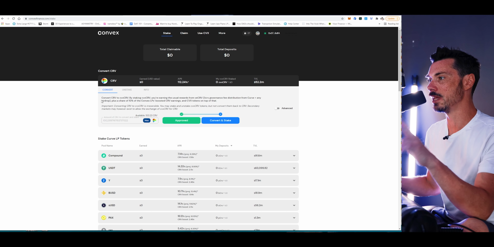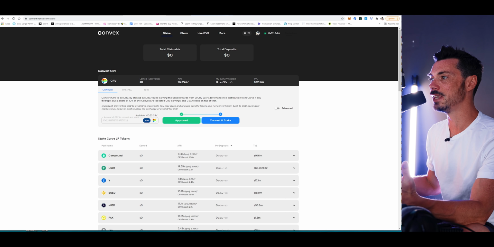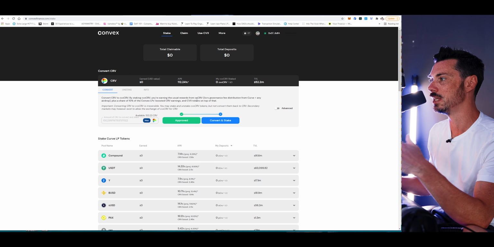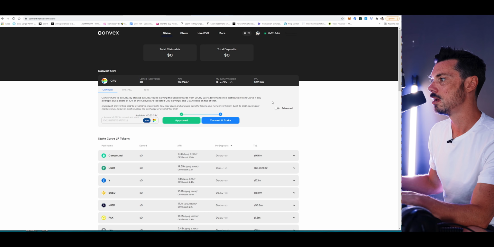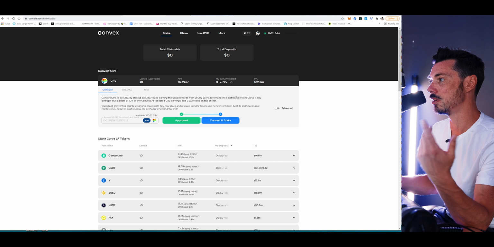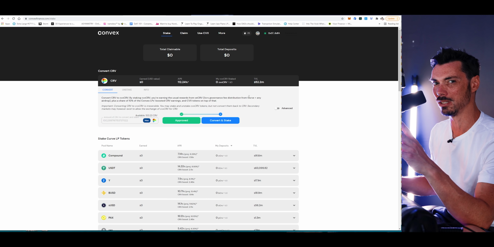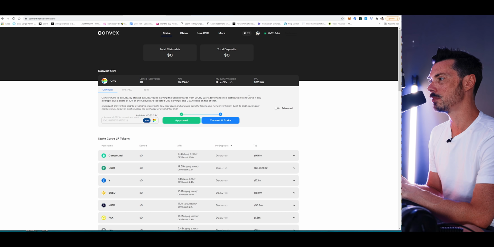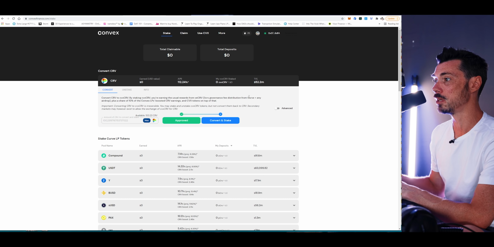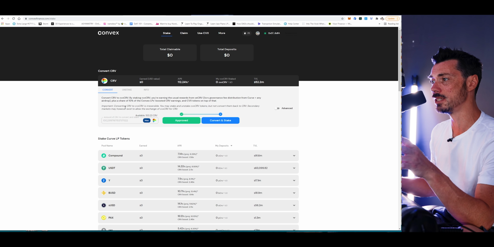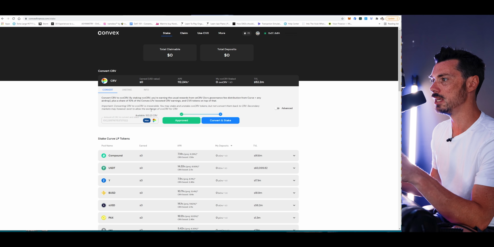So let's just run through what it's saying here. It says convert CRV to CVX CRV. By staking CVX CRV, you're earning the usual rewards from VECRV. That's the governance token that we talked about, which entitles you to governance fee distribution from Curve plus any airdrop. Now, I couldn't find out too much about these airdrops, but occasionally tokens will get dropped to people who own that token, and you will get those as well. Plus, you get a share of 10% of the Convex LP's boosted CRV earnings, plus CVX tokens on top of that. And then the important bit, converting CRV to CVX CRV is irreversible.